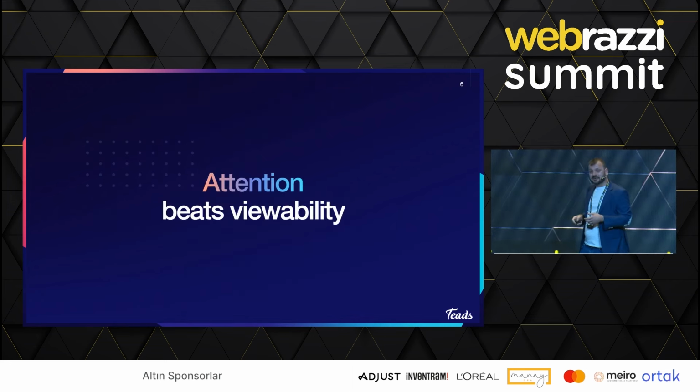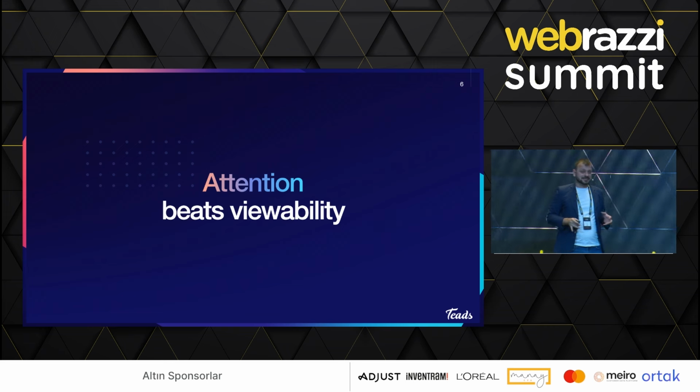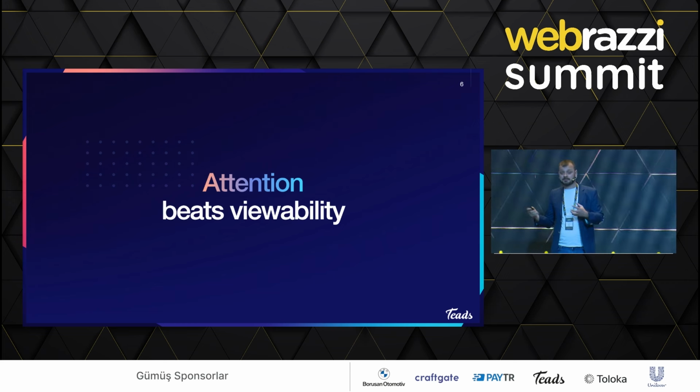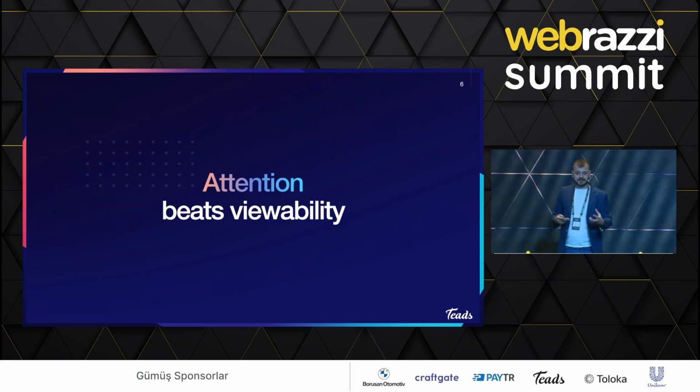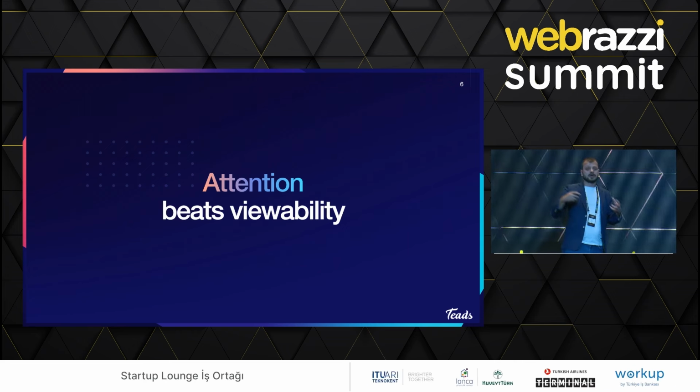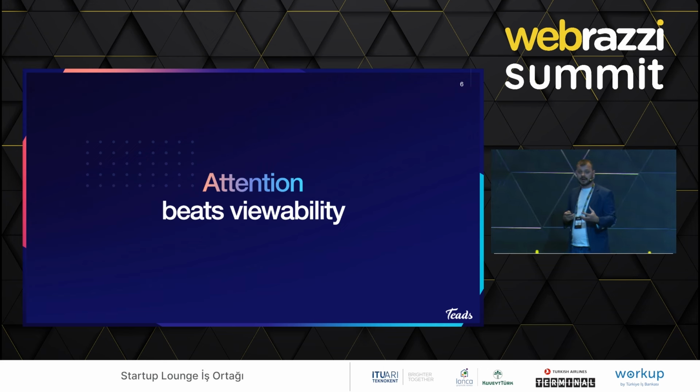Now, coming back to the point of today's presentation. This was all meant to exemplify the fact that user attention beats viewability every time. We're not saying that viewability as a digital KPI is bad, far from it, but there is a need to evolve it in an ever-crowded advertising space. So how do we do that?